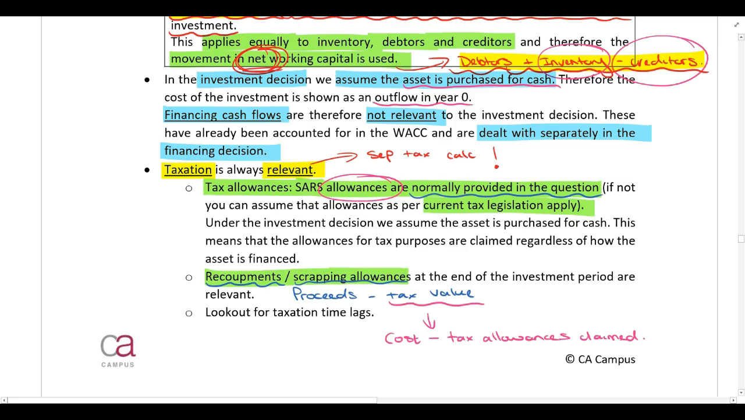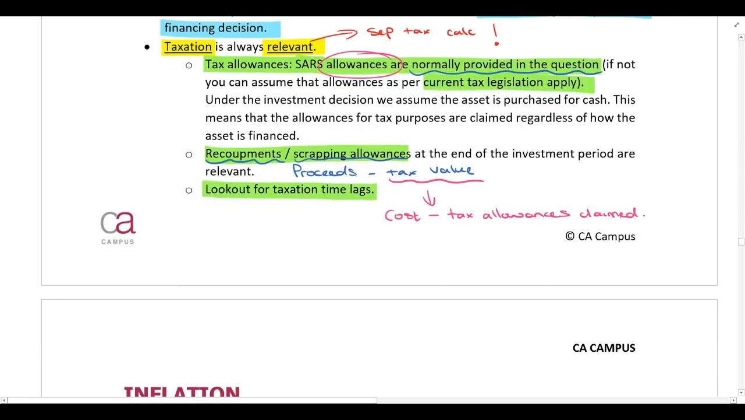And then lastly, look out for taxation time lags. That just means that you don't pay the tax on this year's profits in this year. Instead, what happens is the profits for year 1 are only taxed in year 2. So what you have is your tax cash flows move back 1 year. So let me just show you a quick example over here.